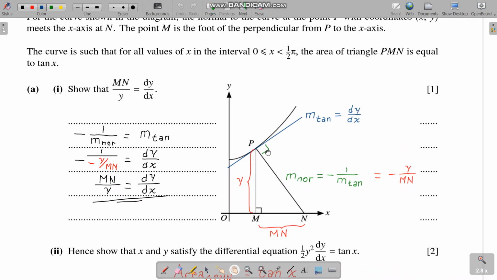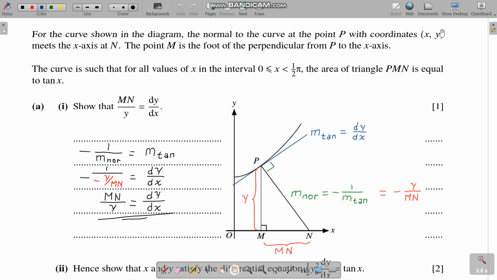Okay, so first of all, the point P has coordinates (x, y), so this distance is x, and this distance is y. So the height of the triangle is y, and the base of the triangle is MN. Now dy/dx is the tangent gradient, so the blue line is the tangent line, and its gradient is dy/dx.